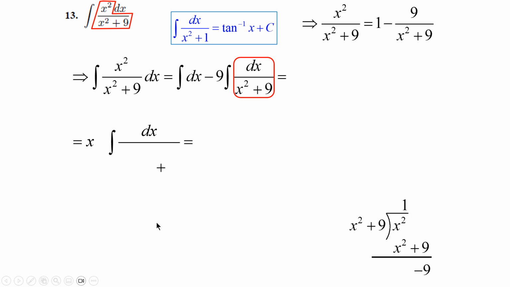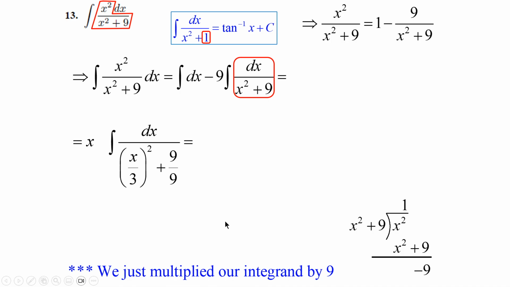Alright, so here's what I'm going to do. I'm going to make that 9 right there a 1. So, what do I want? 9 over 9. Which means I had better divide this first term in my divisor by 9 as well. So I'm going to write that as x over 3, quantity squared. Just like that. And now what I've done is I've taken my divisor and divided every term by 9, which means I multiplied the entire integrand by 9. Alright, yep, look at that right there. Okay, so see that factor of 9?